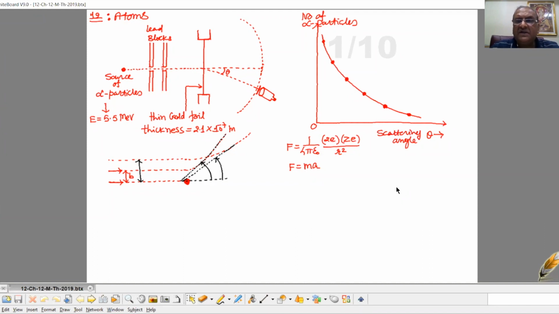And if we take rarefied gases, meaning the gas is filled in a tube at very low pressure, and then find the atomic spectra of it, we get line spectra. All these studies related to atomic spectra were not explained with the help of the plum pudding model. So in short, we can say that particular model totally failed.